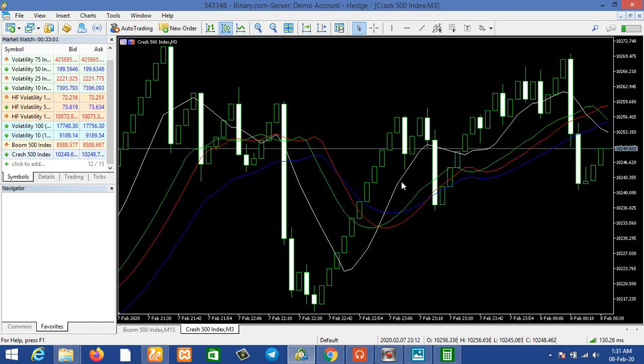Like I told you, this setup doesn't only apply on PC, which is personal computer, it applies on our mobile platform as well. So we have all these indicators, we have the moving average 9, and we have the alligators. I showed the parameters at the beginning of the video, so you can enter them and work on it.